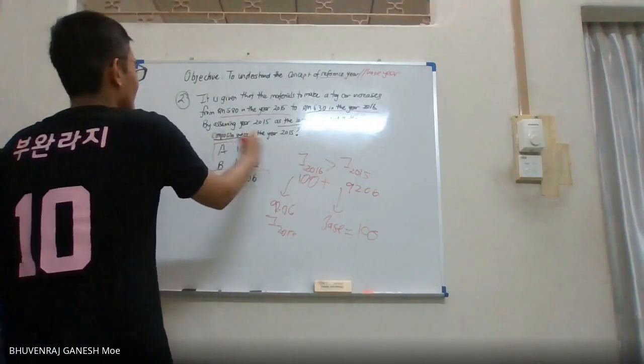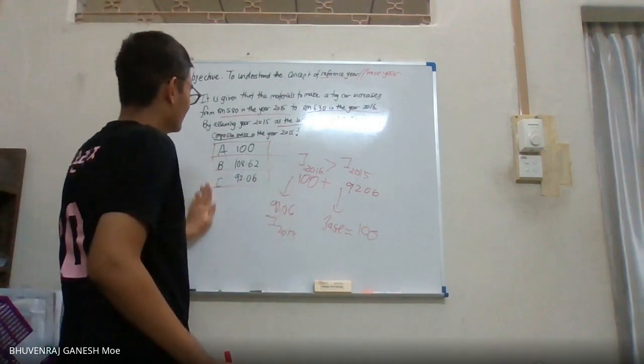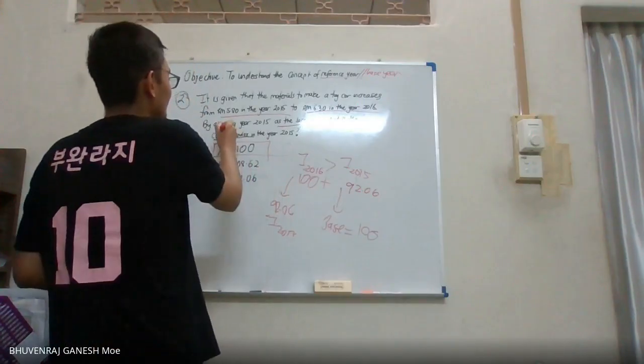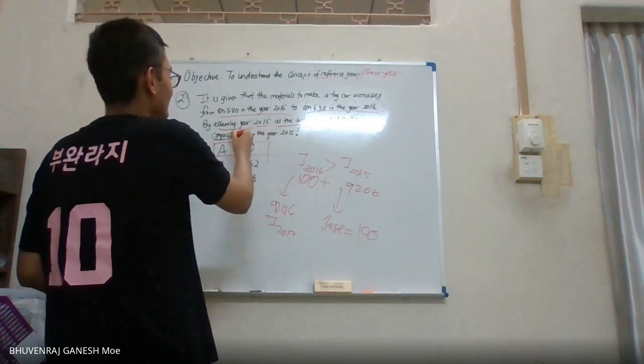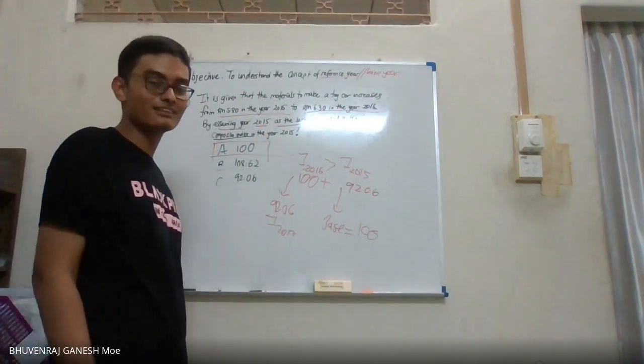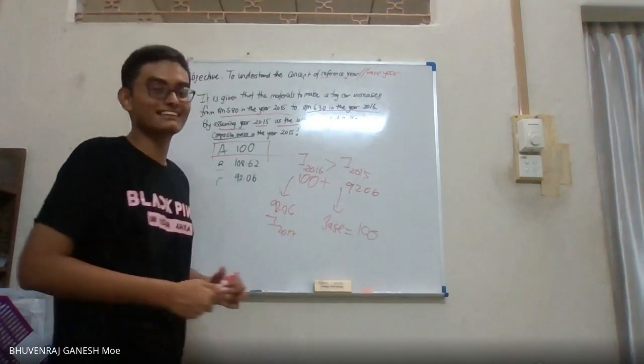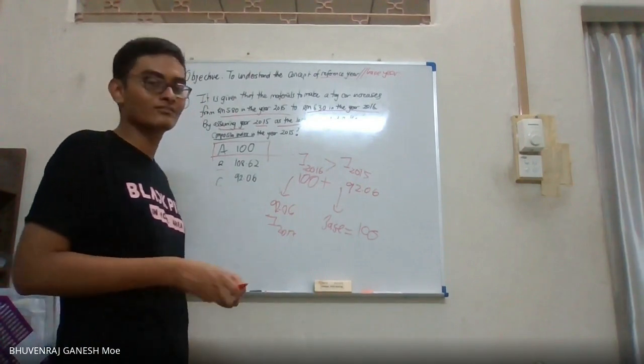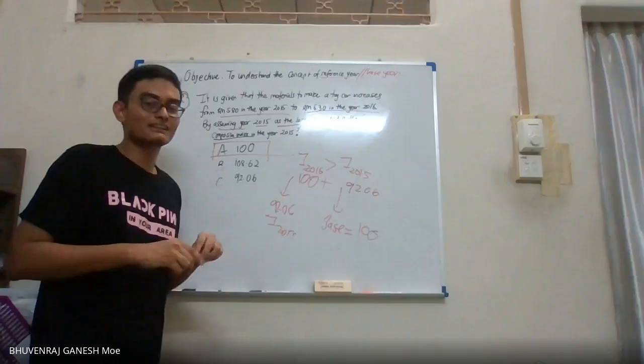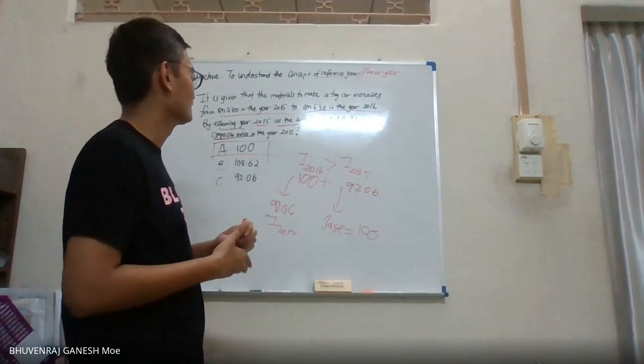It's like coming from nowhere. So what's the real answer? 100. It's the base year. There you see, I said by assuming year 2015 as base year, what is the composite index in 2015? Just like that, that's the answer. I don't need to calculate anything. So always about base year, remember 100 in the question.